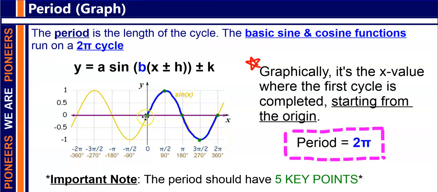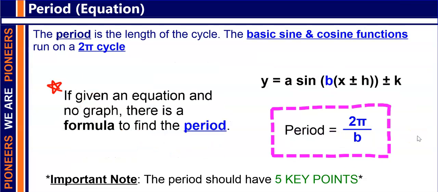And notice that, again, we start at the origin (0, 0), we go up to high 1, mid 0, low -1, mid 0 again. So that is an important note to take, that the period should have 5 key points. So graphically, all you visually have to do is just find where it starts in the middle, at the y-axis right here, and then find the 5 critical key points, and when you get to your 5th one, the x value is your period length, so it's 2 pi. So the period is 2 pi in this example.